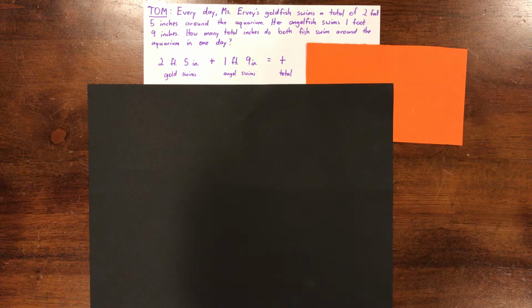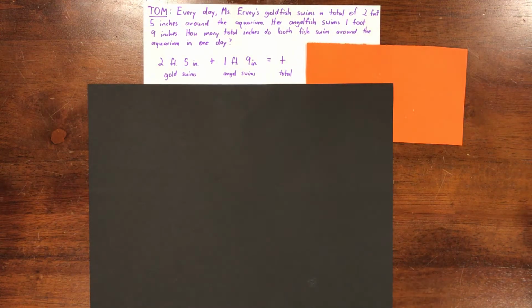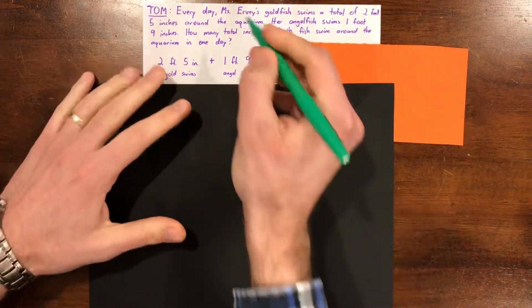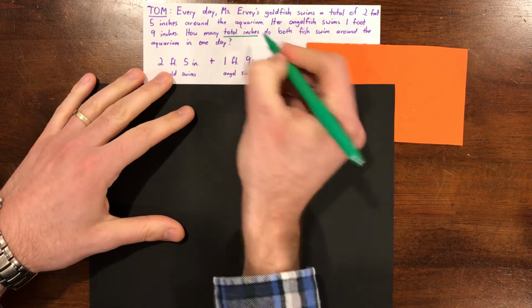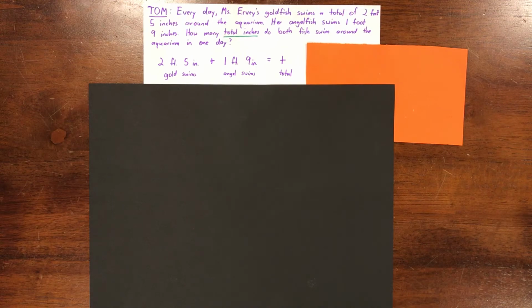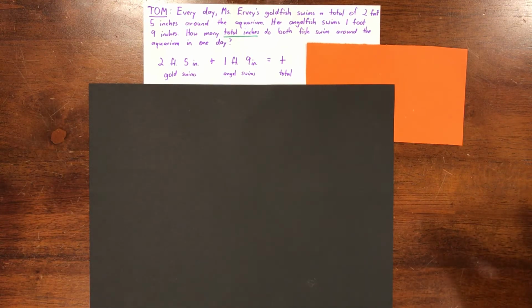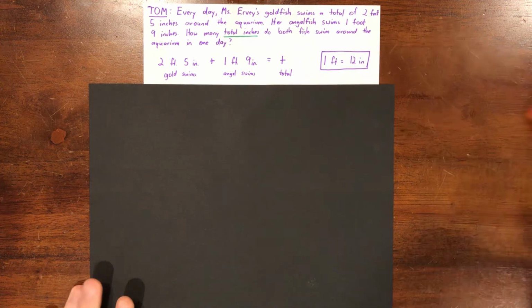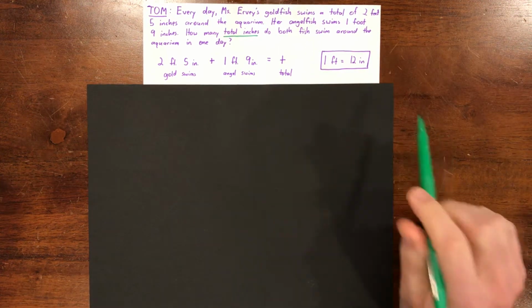What units do we need to give our answer in, and why? Say it out loud. Yeah, we have to give our answer in inches, because the problem asks how many total inches do the fish swim in a day. And what ratio would help us do this? Say it out loud. Right, 1 foot equals 12 inches.